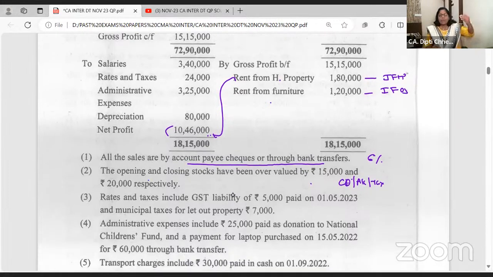Now, if opening stock is overvalued, it means you have shown over expense. To reduce it, if you reduce the opening stock, what's the impact on profit? Profit will increase. So add 15,000. Closing stock is also overvalued. Higher the closing stock, higher the GP, higher the NP. So closing stock is overvalued by 20,000. So GP is over, NP is over.